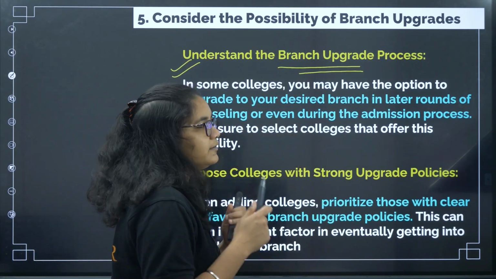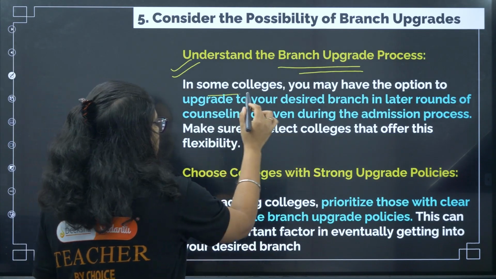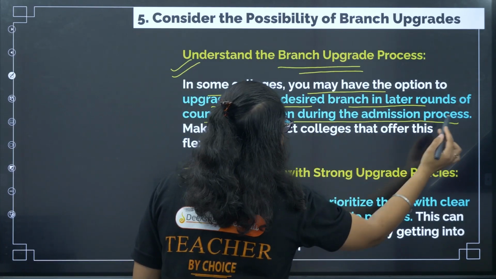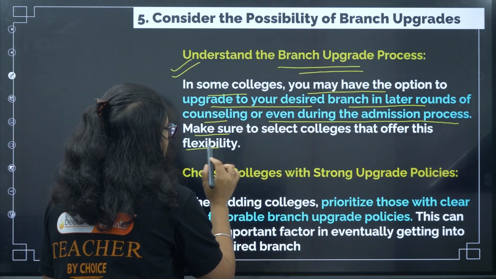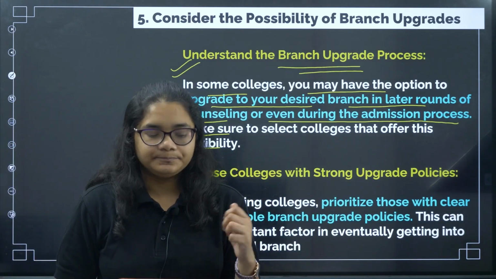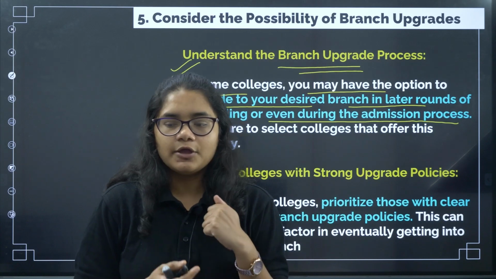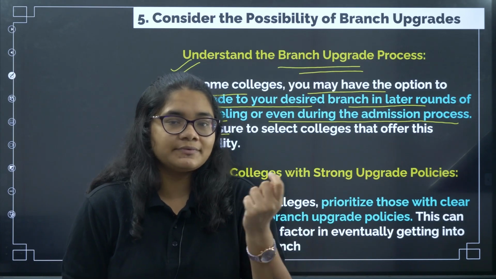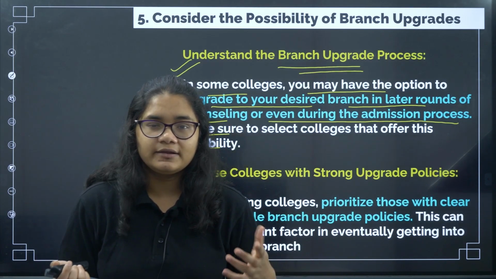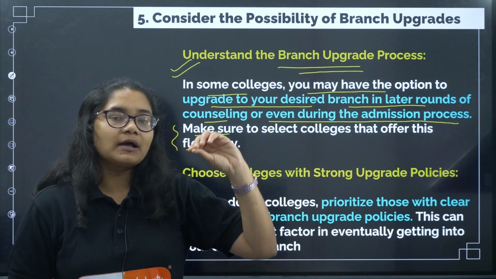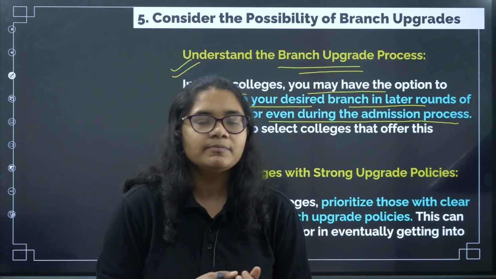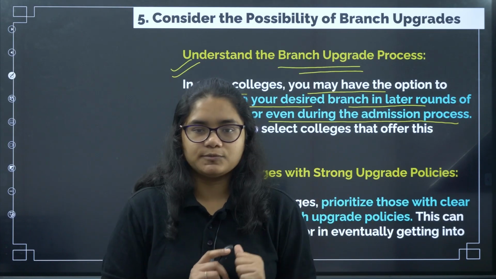So what you can do is research about this. In some colleges you may have the option to upgrade to your desired branch in later rounds of counseling or even during the admission process. Make sure to select these colleges that offer this flexibility. You can talk to your seniors, you can talk to students of different colleges about whether this opportunity is there or not. If such opportunities are there, even if the cutoff is a little higher, you can consider these colleges because they have this system of branch upgradation. So this type of colleges you need to add in your option entry.